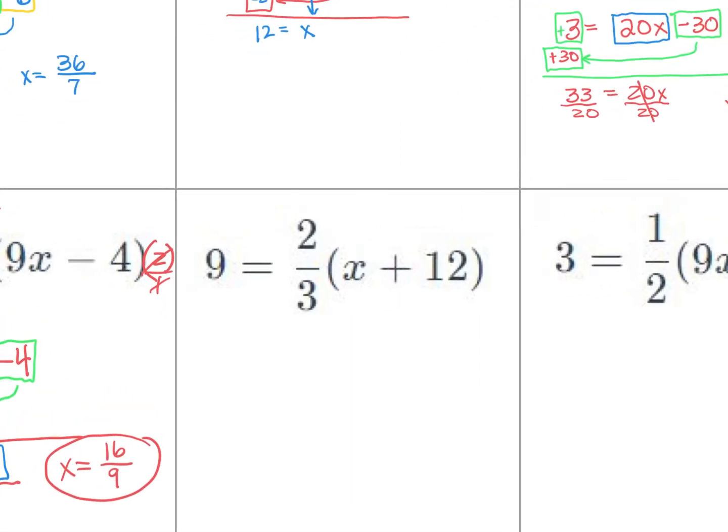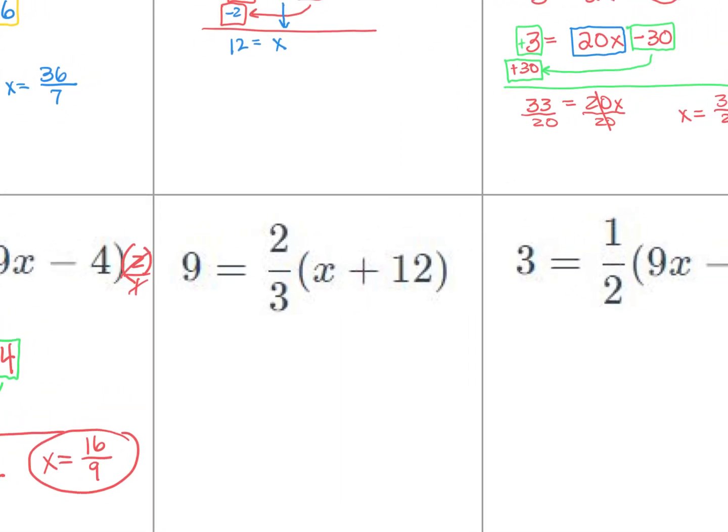Three more problems. Okay, 9 equals 2/3 times the quantity x plus 12. I'm going to multiply by 3, which is basically 3 over 1. I'm going to multiply this side by 3 as well. A 3 on top can cancel the 3 on the bottom if they're all multiplying by each other. So 9 times 3 is 27. The 2 survived, and we've got 2 times x plus 12.